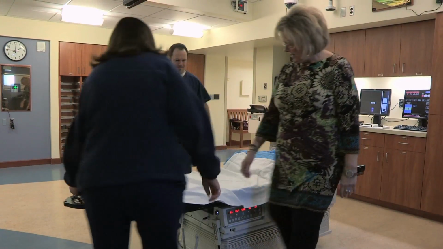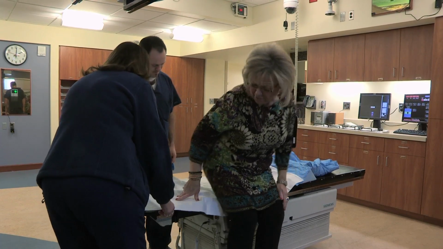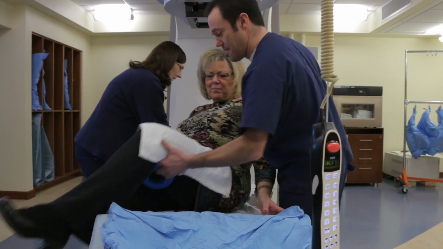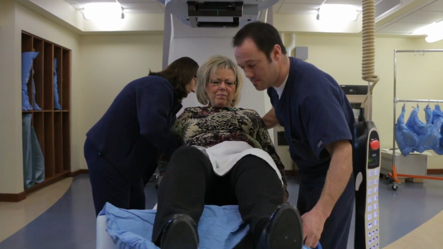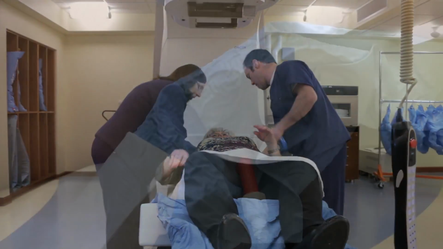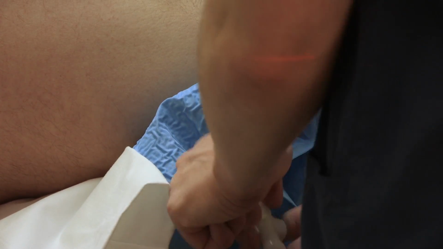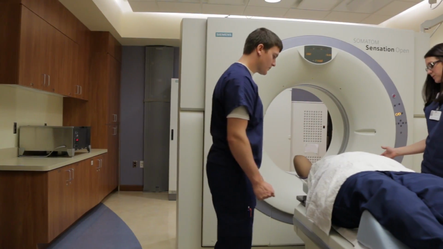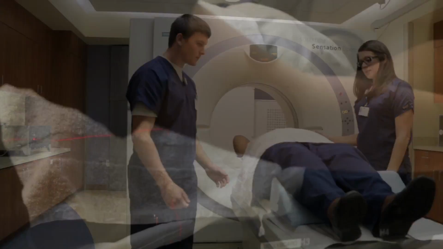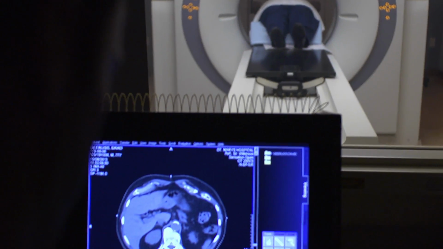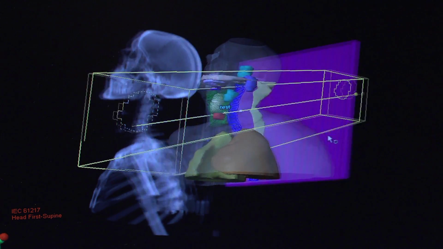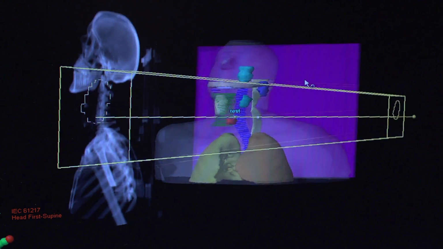Once we determine a comfortable, reproducible treatment position, we sometimes have to immobilize our patients to help make sure that they stay in the same position, and we do that by using some cradles we can form. So we will be making those cradles during the simulation process. Once those cradles are made, images are taken. The data that's acquired from that procedure then is transferred to our treatment planning computers where we will recreate them in 3 dimensions and design entry and exit points for the radiation.